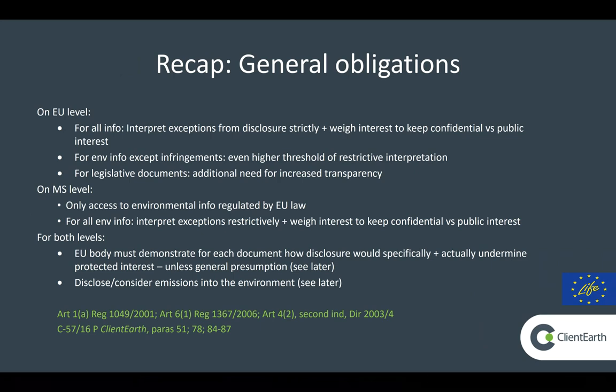And then there's also the obligation to disclose, or at least specifically consider disclosure, where emissions into the environment are concerned. And that is something that Anne will talk to you about at the end of this webinar.